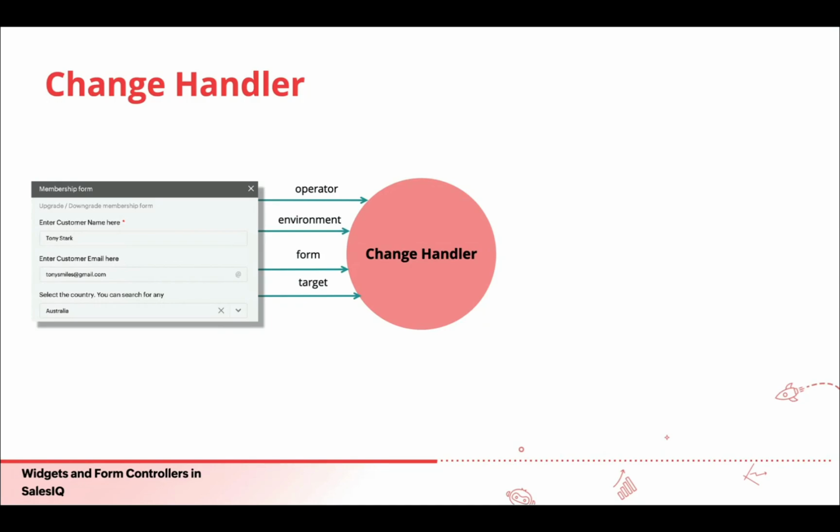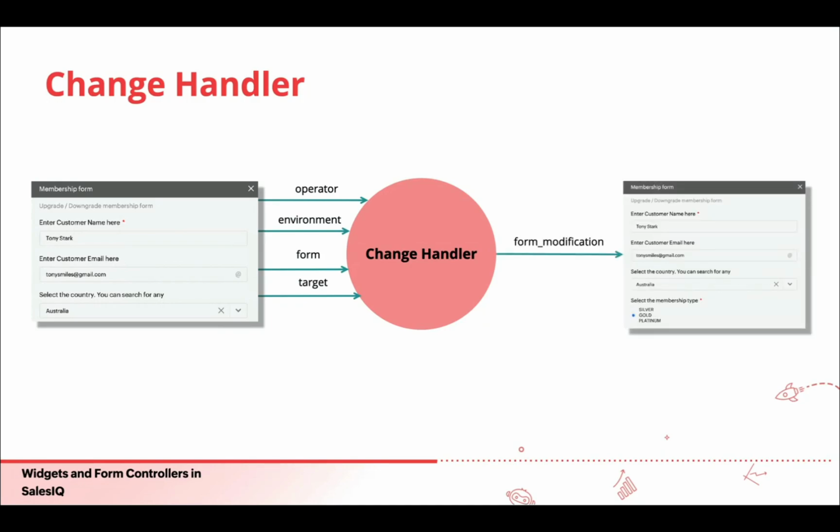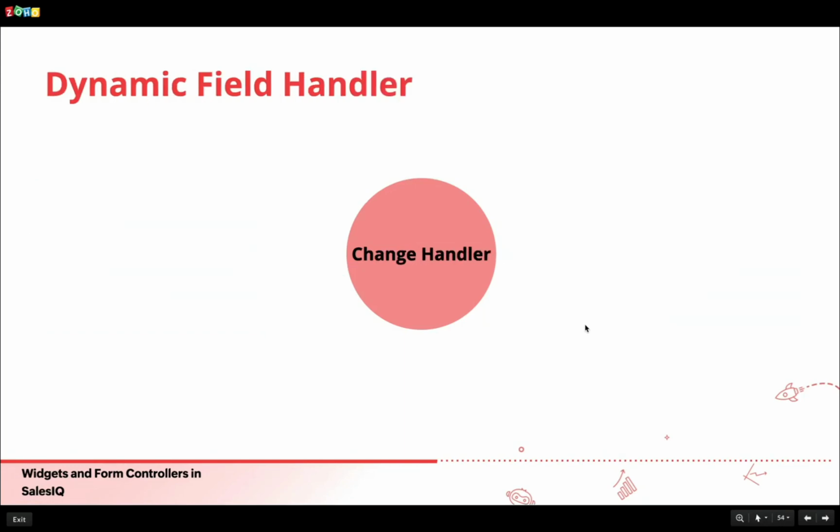Here the response of the change handler will be form modification, as you see in the example. Once the change handler is executed, you will get a modified form like this. An additional field will appear. Then comes the dynamic field handler.